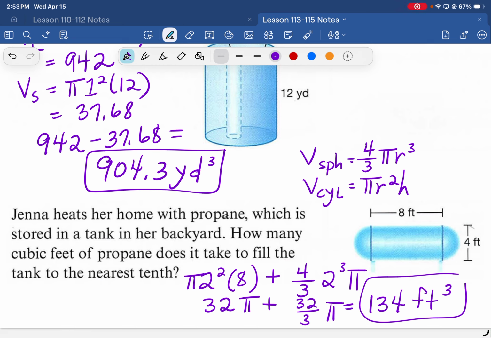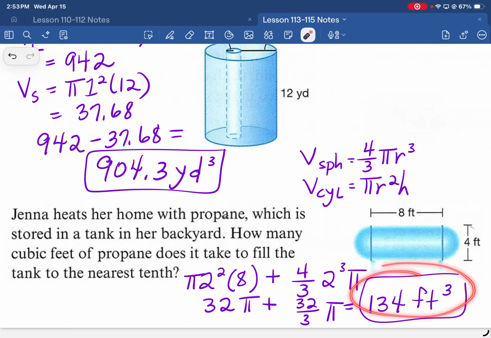But like I've always told y'all, if you're even close to this, I'm taking it. So if you had like 133.1, you know what I mean? Yeah, 0.1 feet. Because it really does matter what we round to. So because I left mine as pi until the very end, that's why mine ended up with a pretty number.